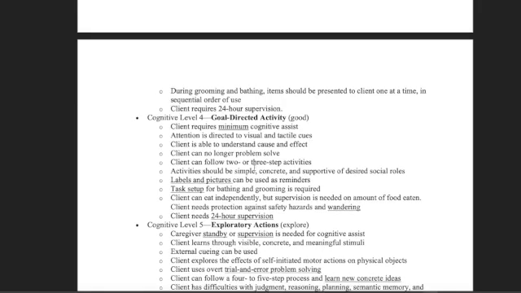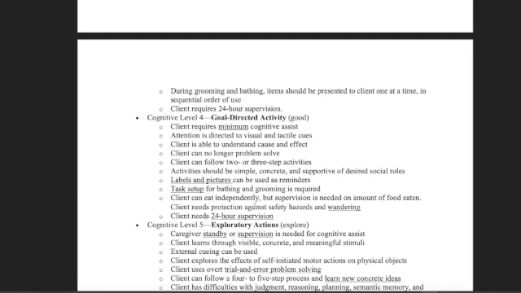Activities should be simple, concrete, and supportive of desired social roles. So still keep everything very simple, very structured. Pictures and labels are really helpful at this point in level 4. They can be used as reminders to assist the person. So for instance, if they're in an assisted living facility, putting their picture on the door with their name on it so that they know that that's their room.